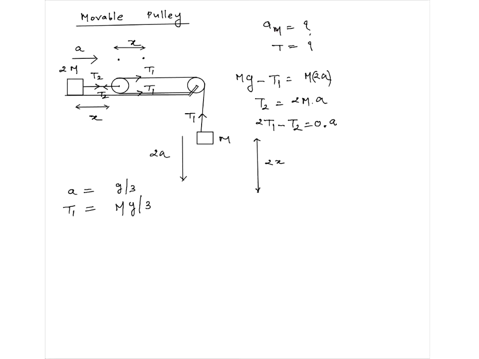And the question was acceleration of m, and that is twice a. That means twice a is 2g by 3. 2g by 3 is the correct answer. And mg by 3 is also correct. Okay, any questions up to this point? Or we do the last part?